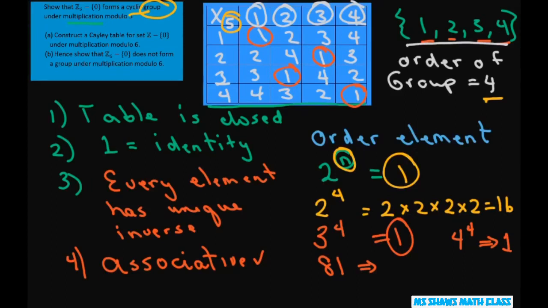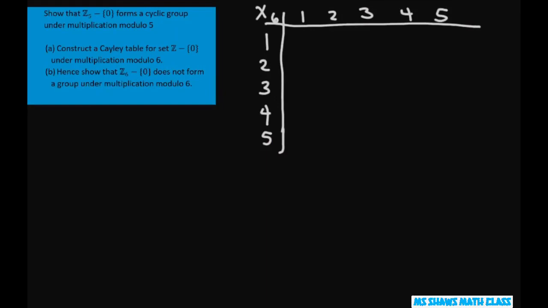So since the order of the elements in this case is 4, and the order of the group is 4, that means the group is cyclic. All right, and the next question says, show that Z6 take away 0 does not form a group. So this is Z6 under multiplication.